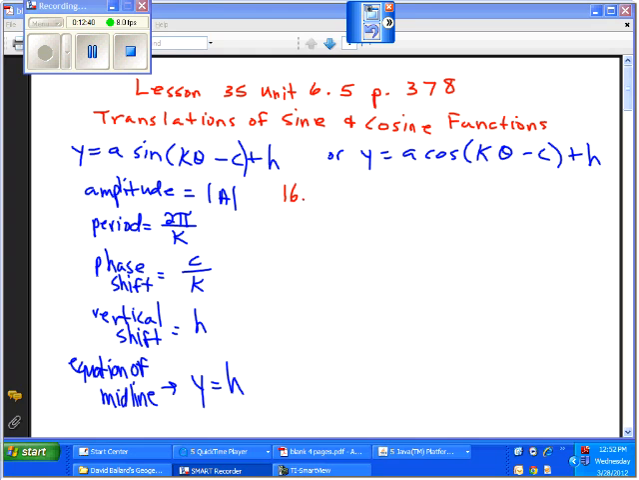We'll go to number 16 on our worksheet. We have y equals sine of 2 theta plus pi.